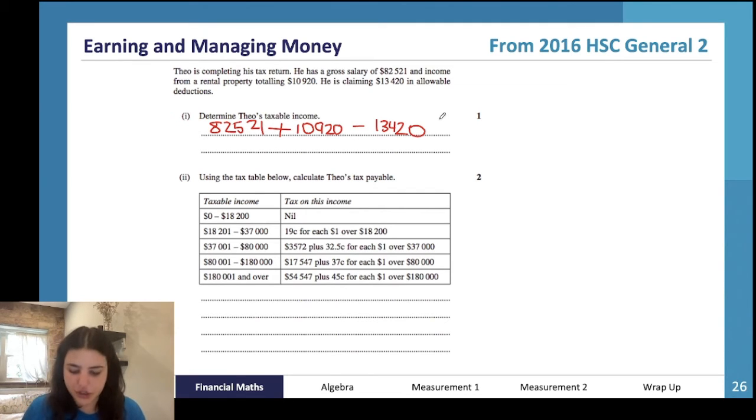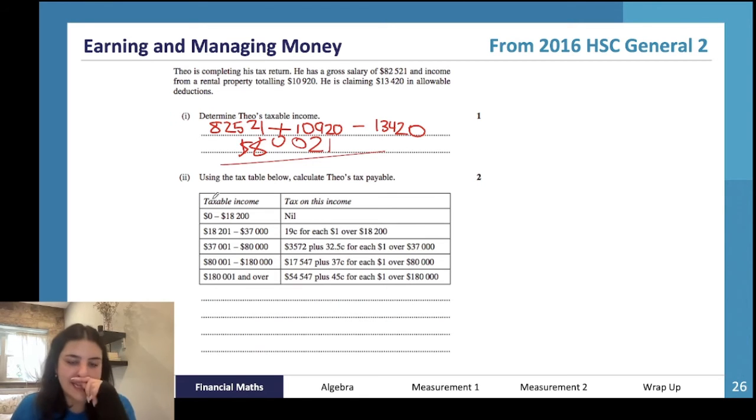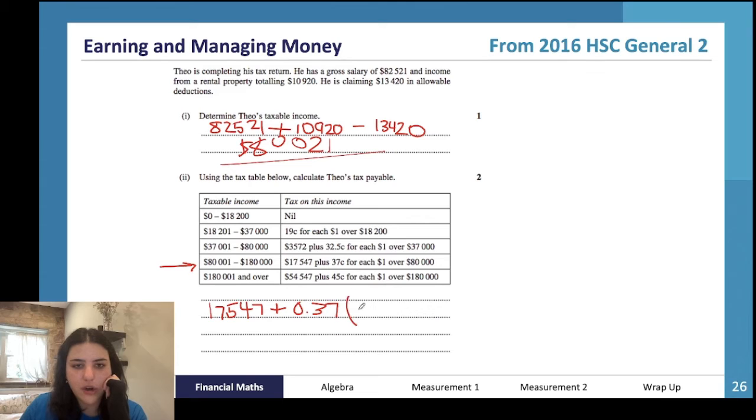So we're doing his gross income from his job plus the income from the rental property minus his allowable deductions. So 82521 plus 10,920 minus 13420. And that gives me $80,021. So if we know he earns $80,021, he's going to be in this tax bracket, which means it's going to be $17,547 plus 37 cents for every dollar over 80,000.